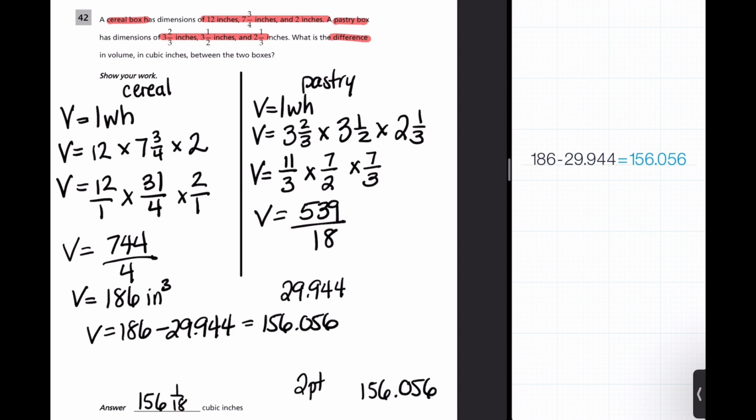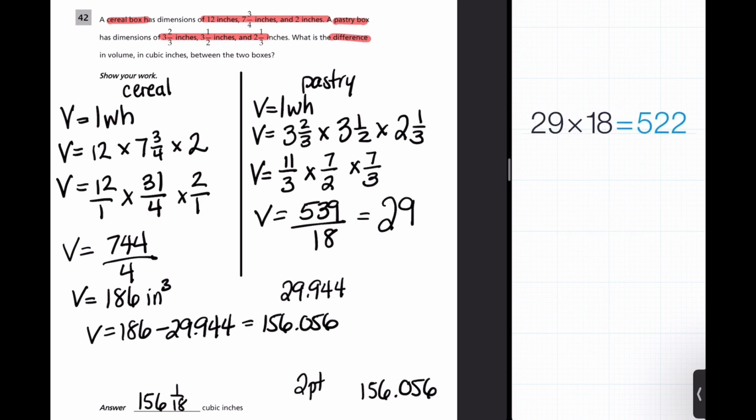Now, another thing that you can do, and this is what I did. So I knew 29 was the number. So I actually did, well, what is 29 times 18? And I would have gotten 522. So what would have been the remainder? If 29 times 18 is 522, what would have been left? So 539 minus 522 would have left me with 17 out of 18.